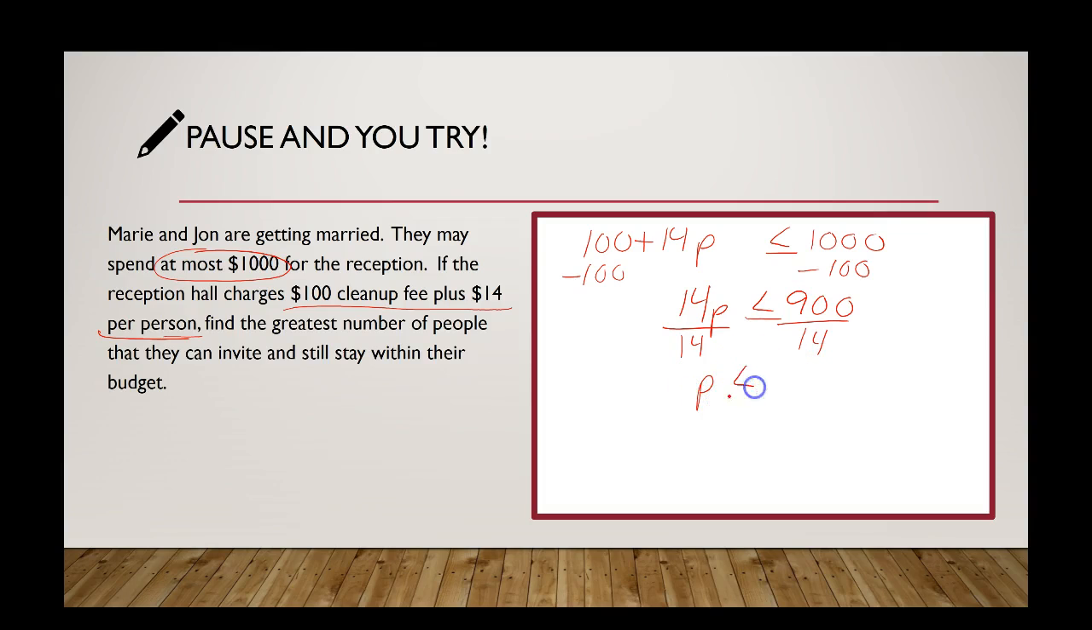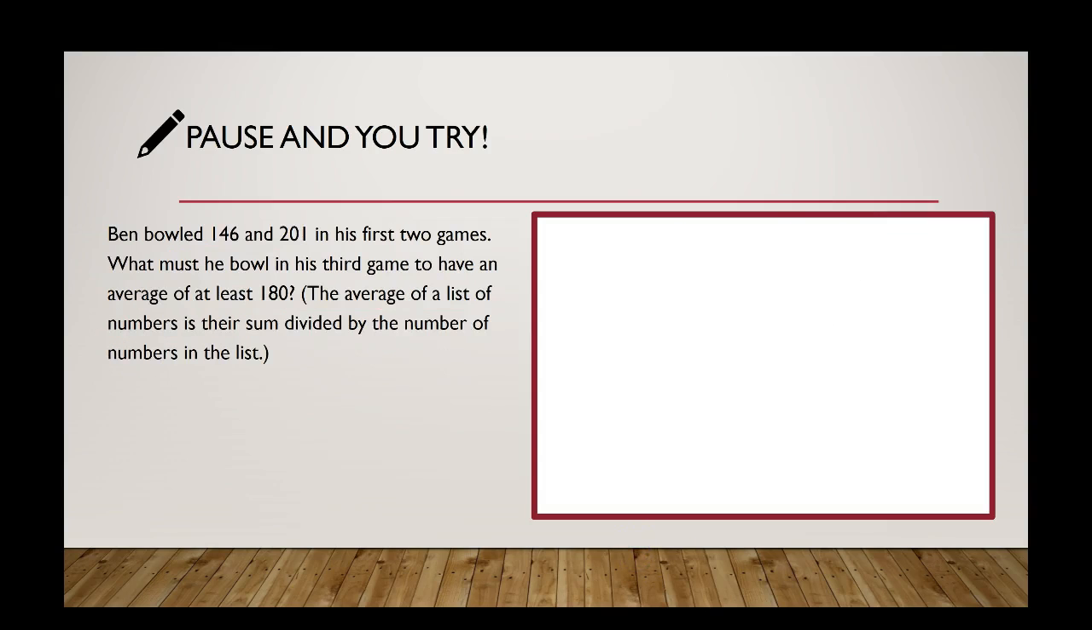And you get P is less than or equal to 64.28... Okay, so it gives you a long decimal there. But it's okay because I don't really need the decimal because I'm not going to invite a fraction of a person. So the greatest number of people that they can invite and still stay within their budget would be the whole number of this 64. So 64 people would be your final answer there. Very good. All right, go ahead and pause and try this one.